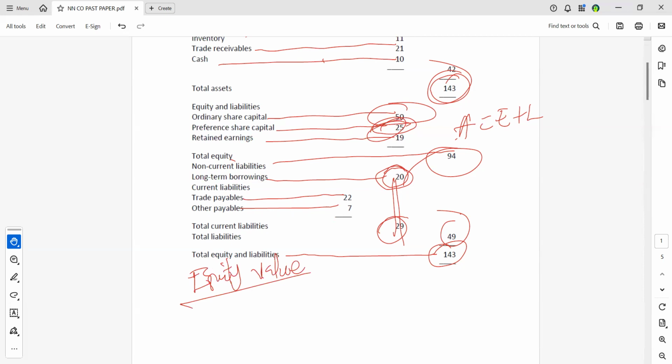This is a beautiful question. That's why I brought it. So over here, when you talk about equity value of the company, that means tell us the value of the company after every individual has been paid.